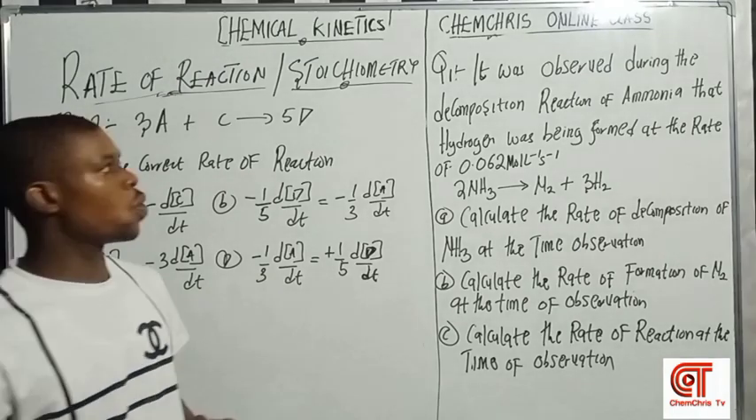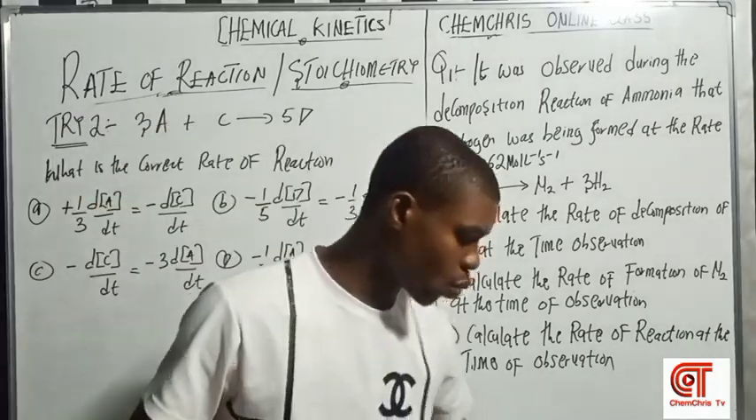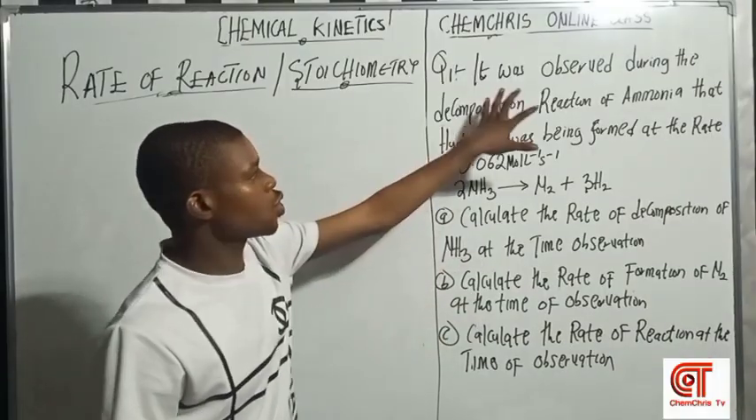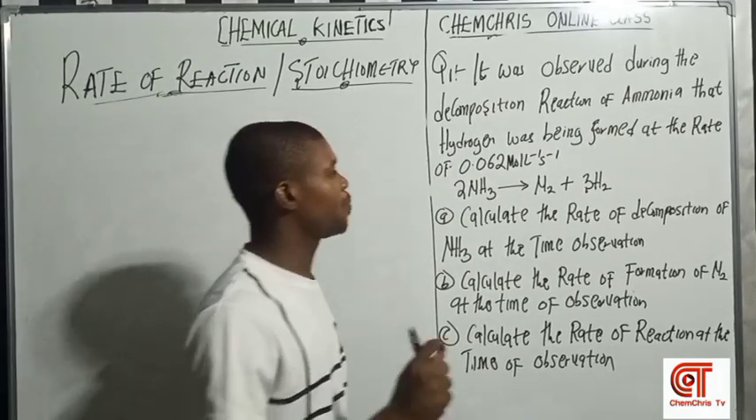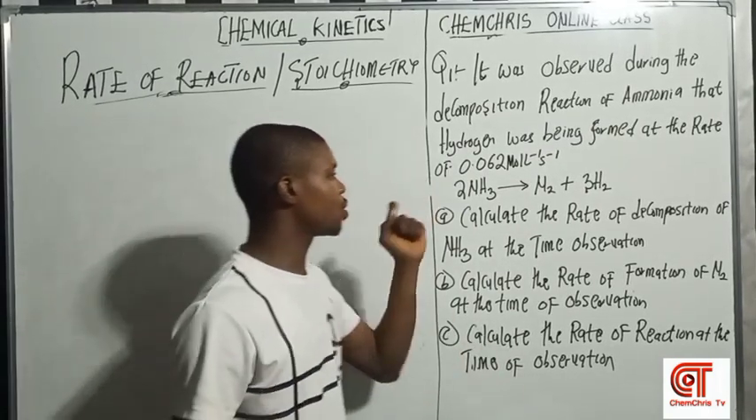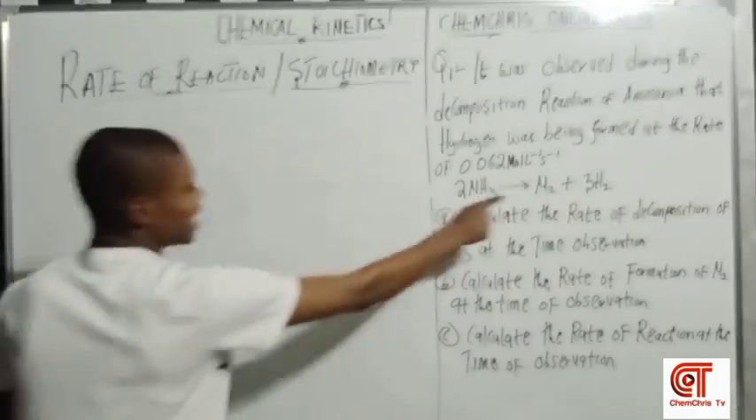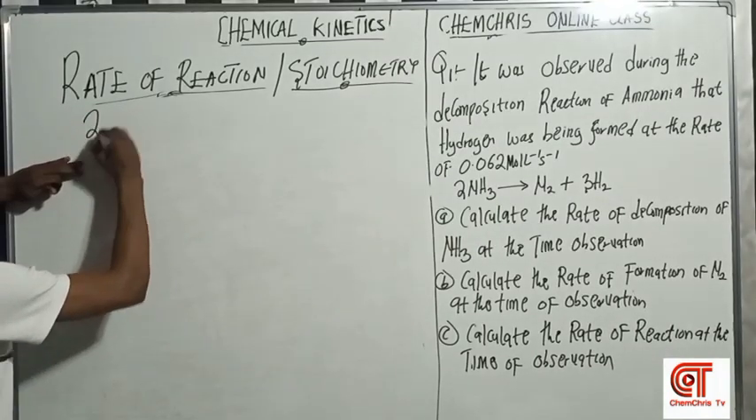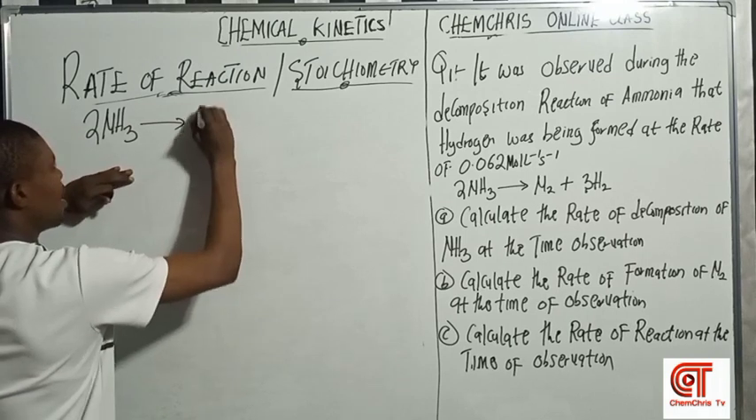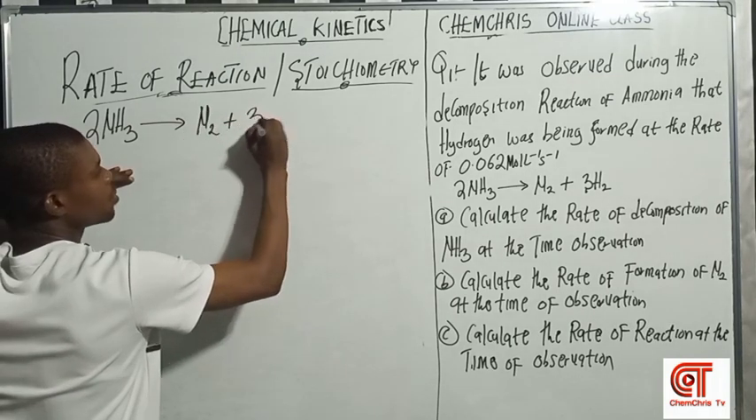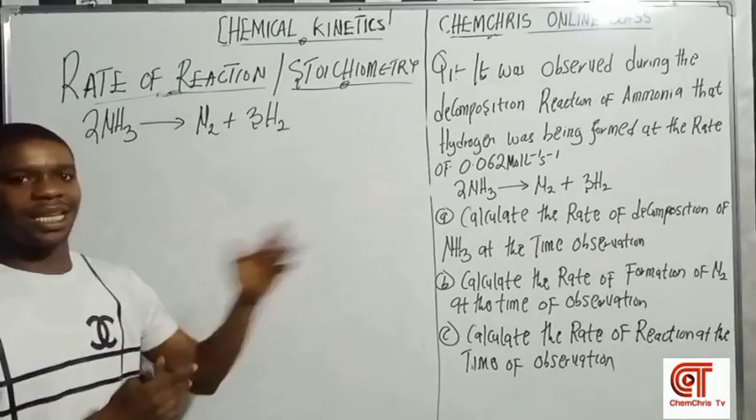So the next thing you want to move to is this question. Let's see how you can tackle this question. Here we say it was observed during the decomposition reaction of ammonia that hydrogen was being formed at the rate of 0.062 mole per liter per second. So here is the equation. Very important. You write NH3 giving you N2 plus 3H2, right?